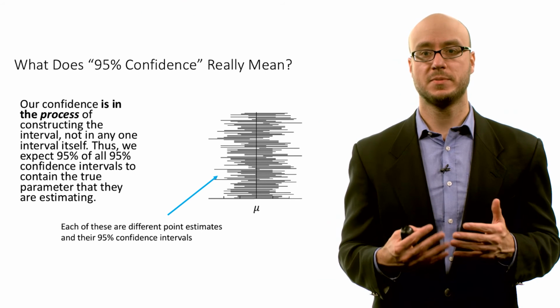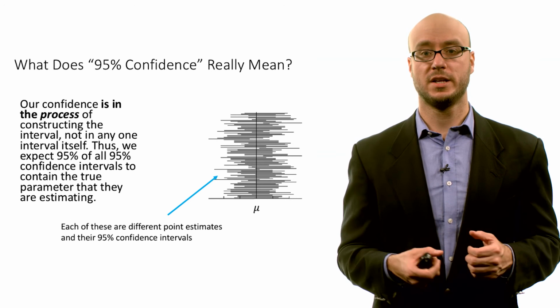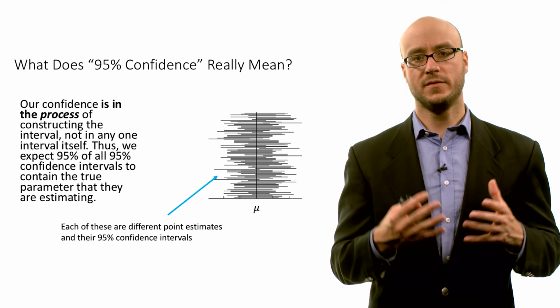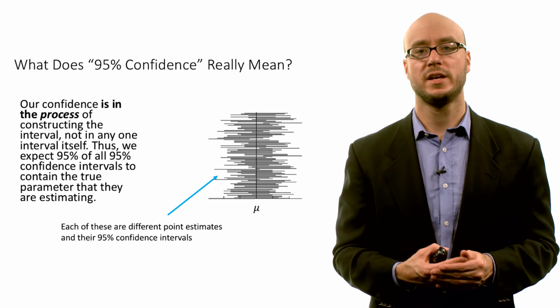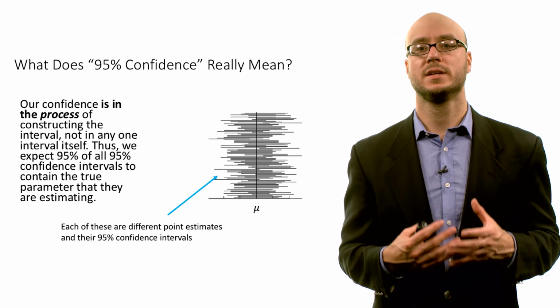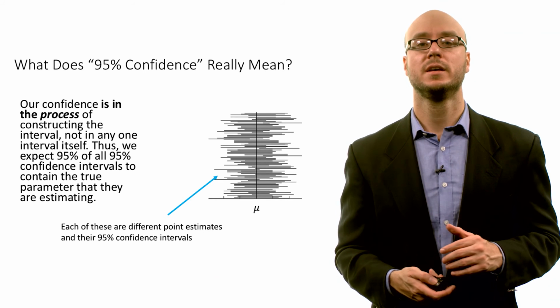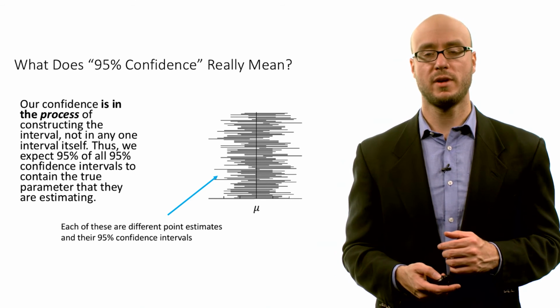Right? We're 95% confident that the interval contains the true population parameter. That's because our confidence is in the process of constructing the interval, not in any one interval itself, because any given interval either does or does not contain the true population parameter.